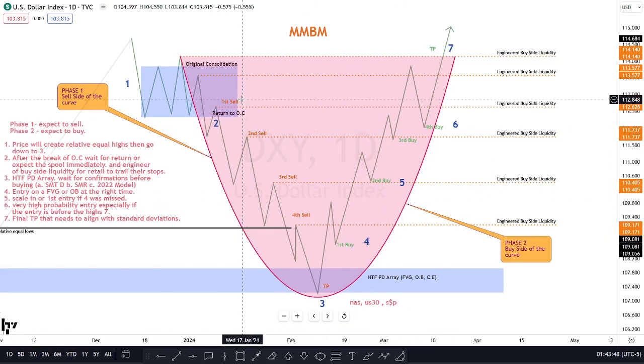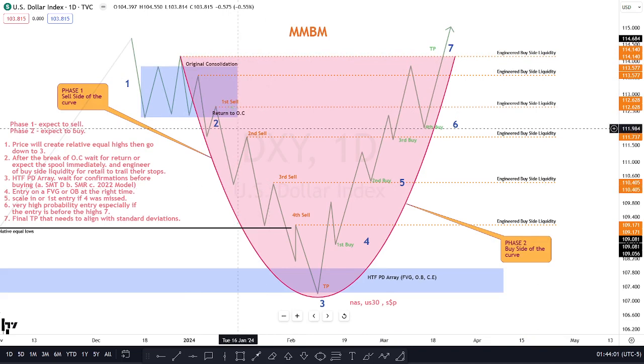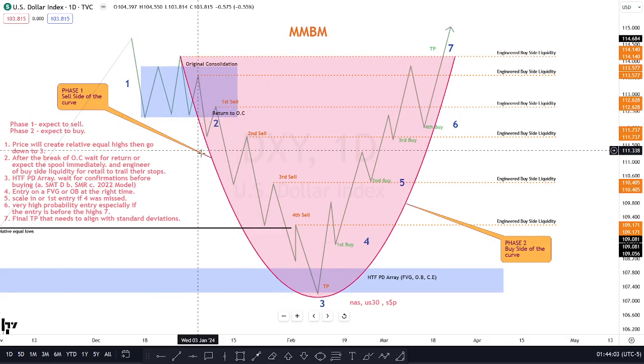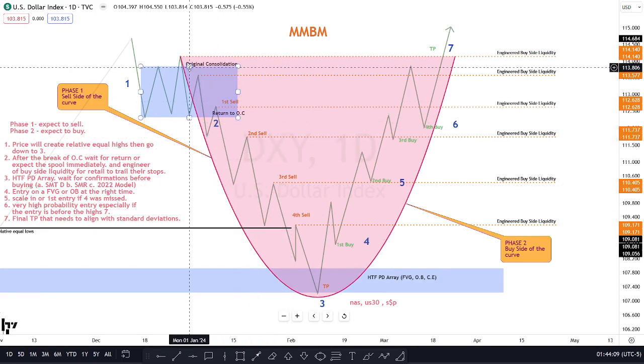So I didn't want to mention this, but let's talk about these dashed gold lines. These are engineered buy-side liquidity. As the market is moving down, remember this is a drawn liquidity, but the lower lows and the lower highs, the ones that are created, these highs, the retail traders will do what?